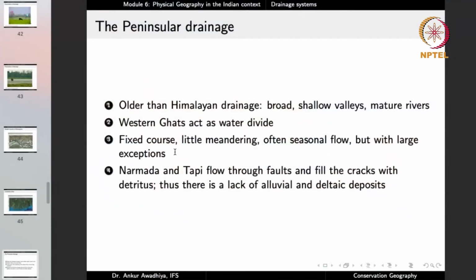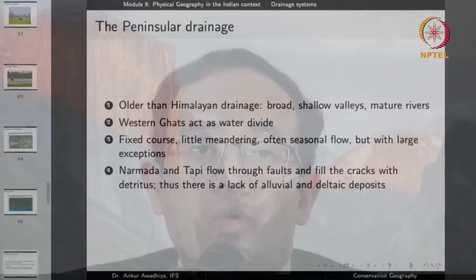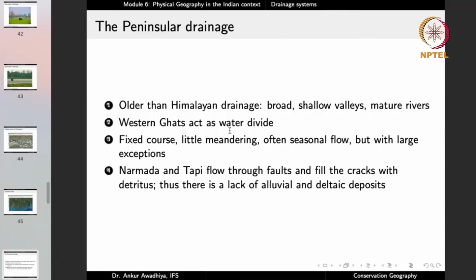The rivers have fixed course, very little amount of meandering, often seasonal flow but with large exceptions. The rivers have fixed courses. Why fixed course? Because they now no longer carry a large amount of sediments. They have practically done all the erosion that was possible. So now they are moving over hard rocks. And in that case, in the absence of sediments, there is nothing to change their course. The areas are tectonically stable. So there is nothing to change their course, and so they follow a fixed course. Very less amount of rivers breaching their banks.